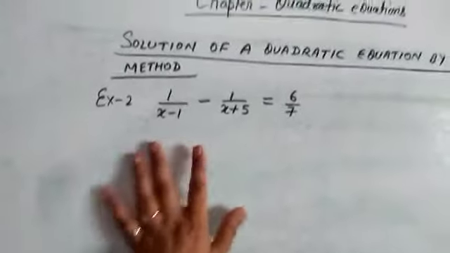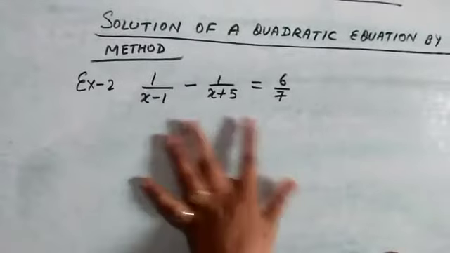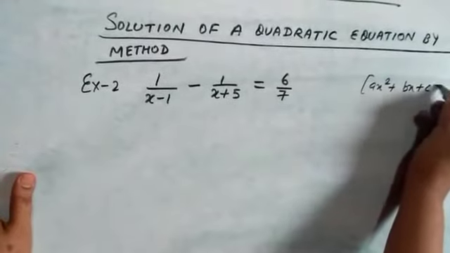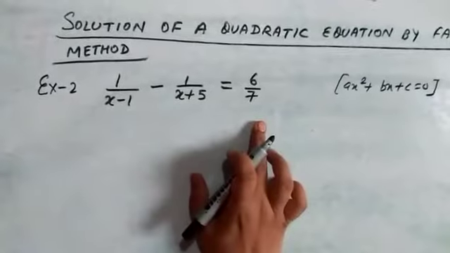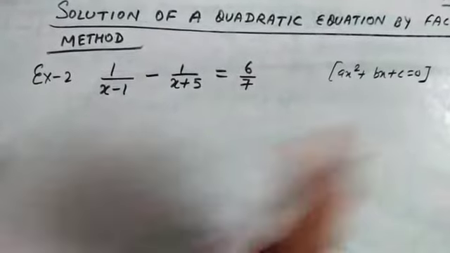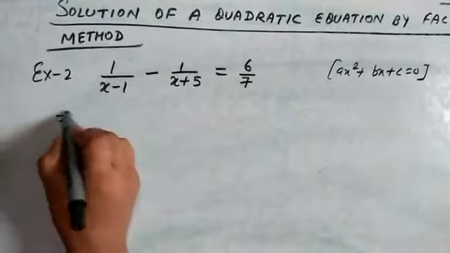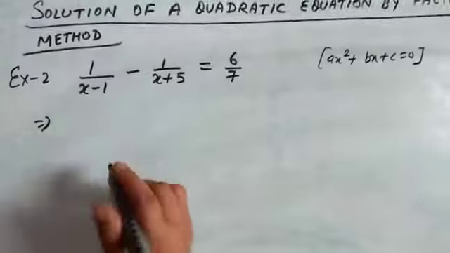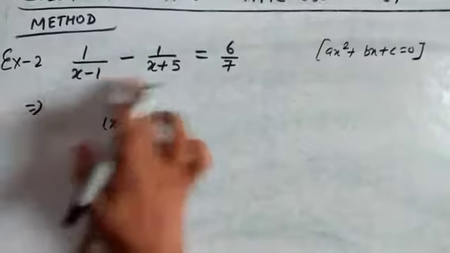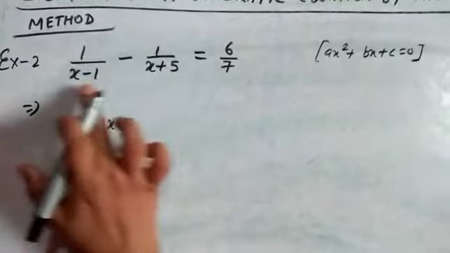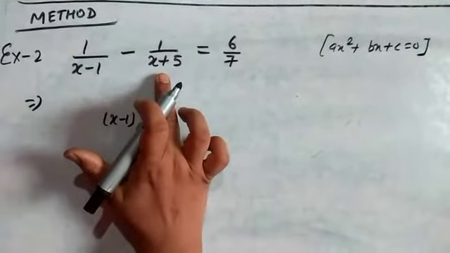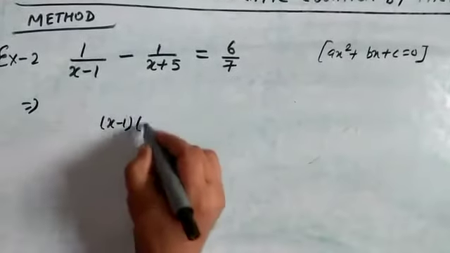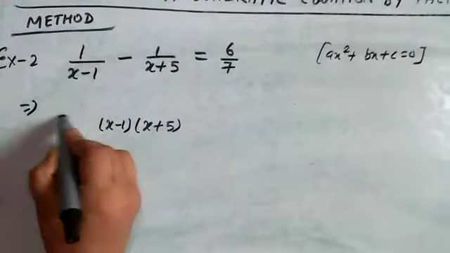At first we have to solve this equation to convert it into ax square plus bx plus c equals to 0. And after converting it into this form, we will factorize it. So here, at first we will solve this equation. For solving this equation, at first we will take the LCM of x minus 1 and x plus 5. When we have to take the LCM of algebraic expressions, we write the product of the expressions. So here, x minus 1 into x plus 5.